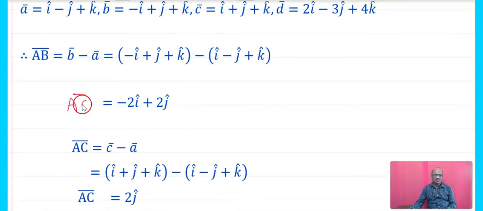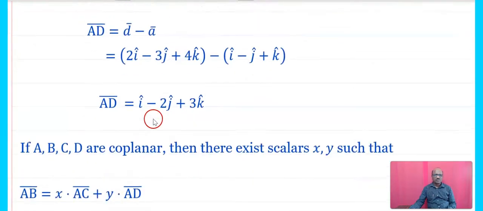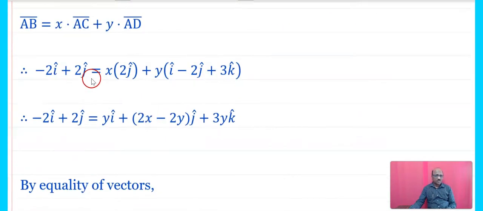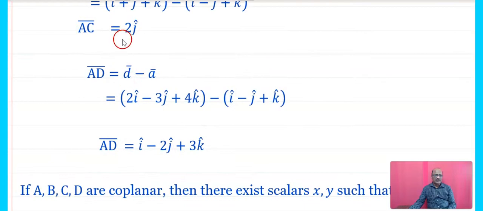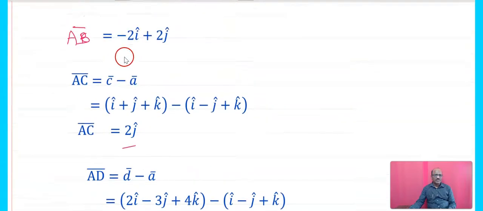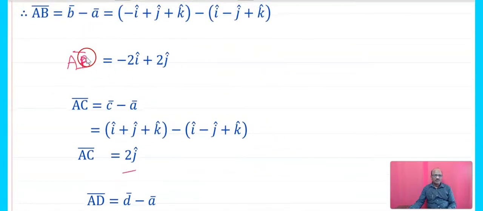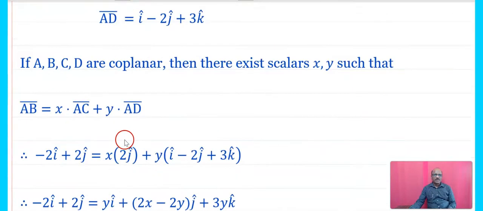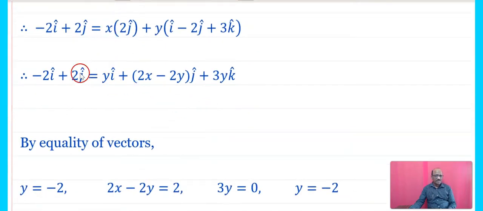Sorry, here is the AB bar. AB bar is equal to minus 2I cap plus 2J cap. Next is AX into AC bar. The AC bar is 2J cap. I will write here AB bar again. Okay, AC bar is 2J cap, and the AD bar is I cap minus 2J cap plus 3K cap. And multiplied it, then you will get 2I cap plus 2J cap.